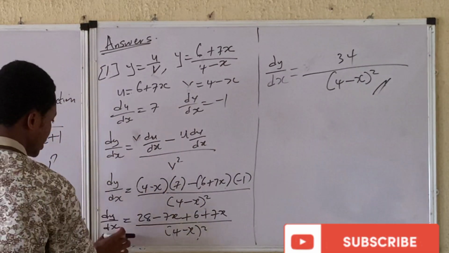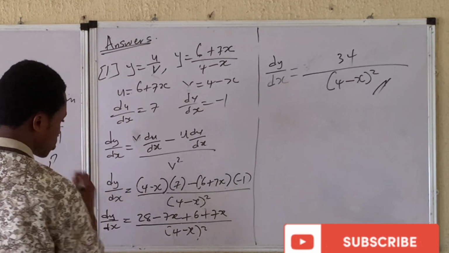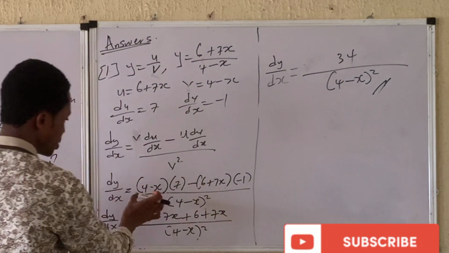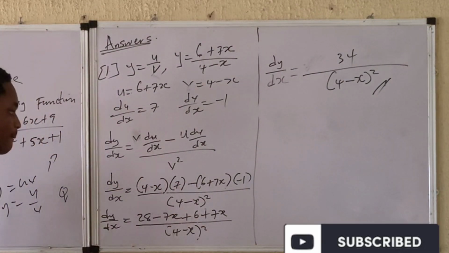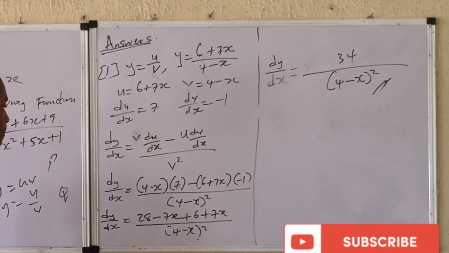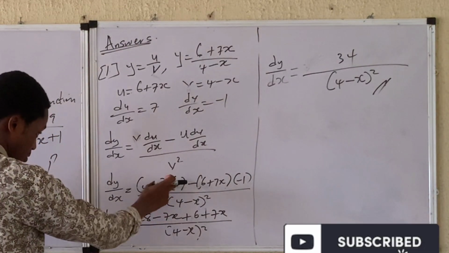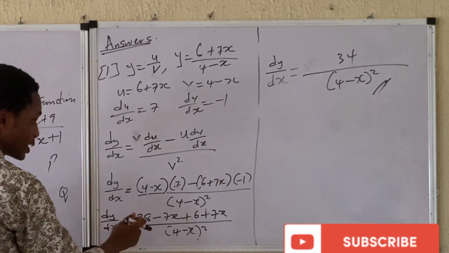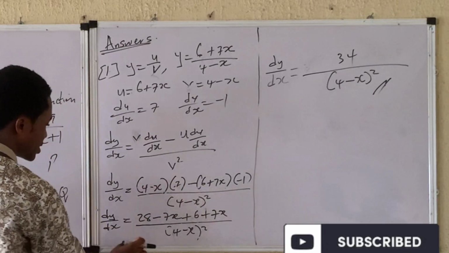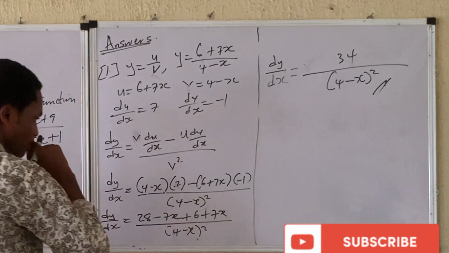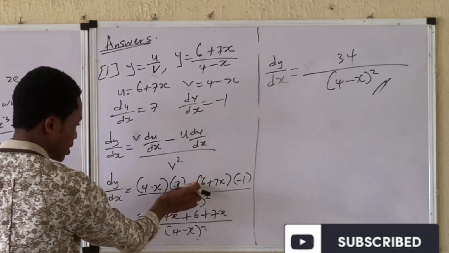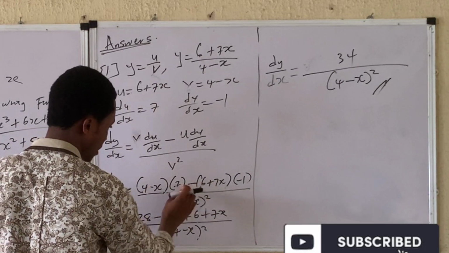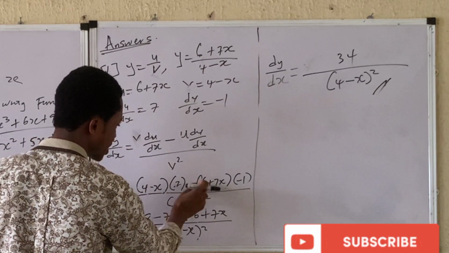Now dy/dx equals, at this place, we will open the bracket by using the first bracket to multiply the second bracket. Let me try to expatiate at this place. Use this 7 to multiply this 4: 7 times 4 will give you 28. Don't forget that. Now 7 times minus x will give you minus 7x. We are through with that one. Remember there's a minus sign here, so we first use this minus sign to open the bracket. Now minus times 6 will give you minus 6.